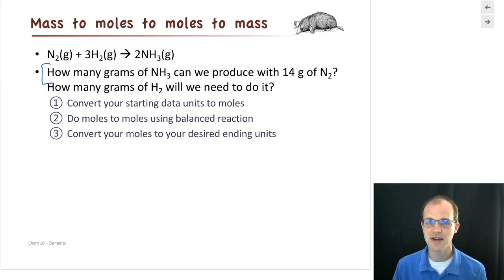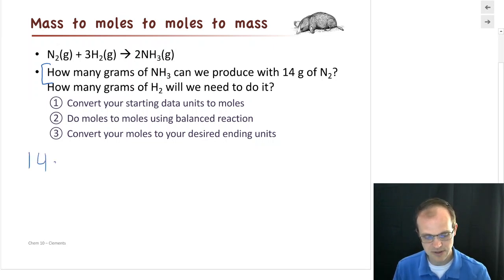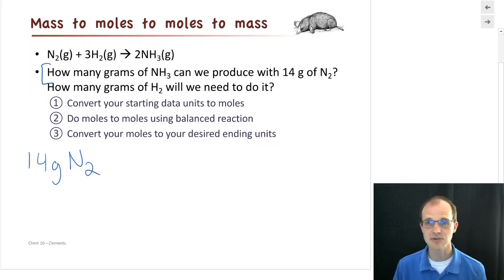Now, anytime we've got multi-step unit conversions, it's always nice to have a plan. So let's think about a plan first. We're starting with 14 grams of nitrogen. Now, in order to use a balanced reaction, what do we need? We need moles. And so I want to convert this into moles.